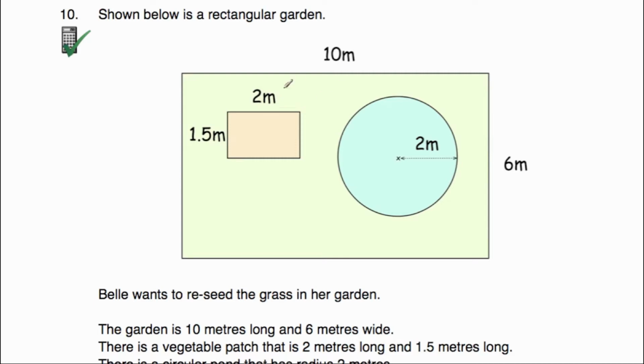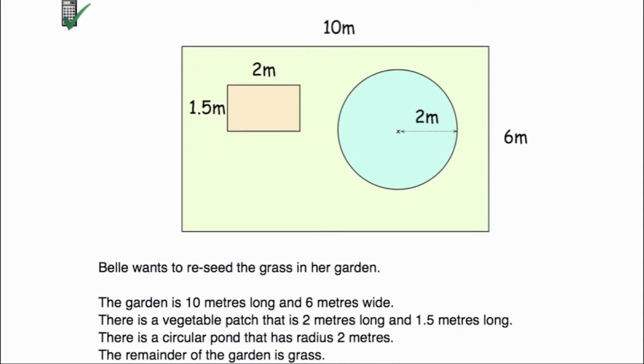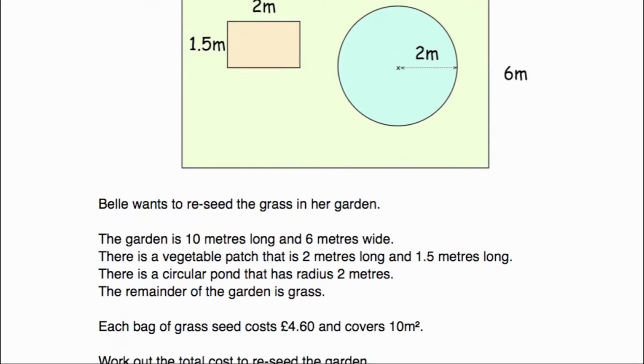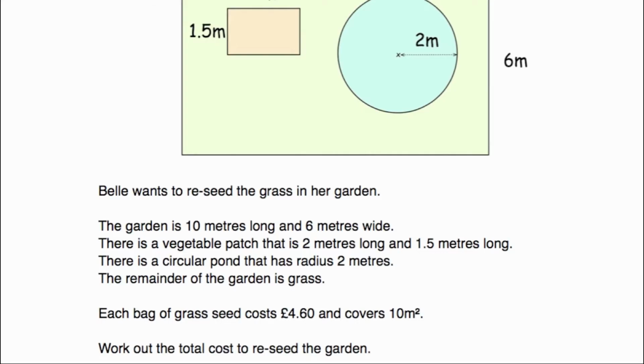And we're told the garden is 10 meters by 6 meters wide. This vegetable patch is 2 meters long and 1.5 meters wide. And there's a circular pond which has a radius of 2 meters. And the remainder of the garden is grass. So we've got this green region here. And we're told each bag of grass seed is £4.16, covers 10 meters squared. Work out the total cost to reseed the garden.